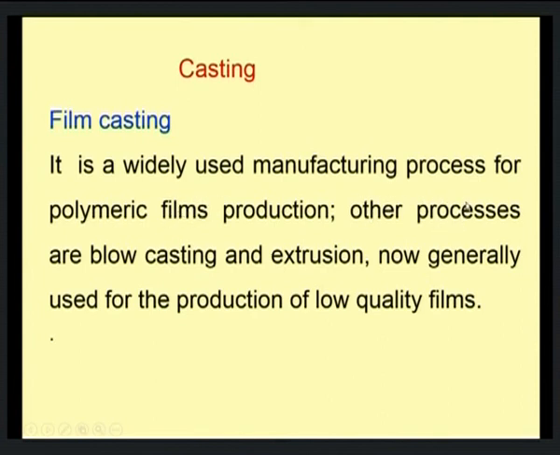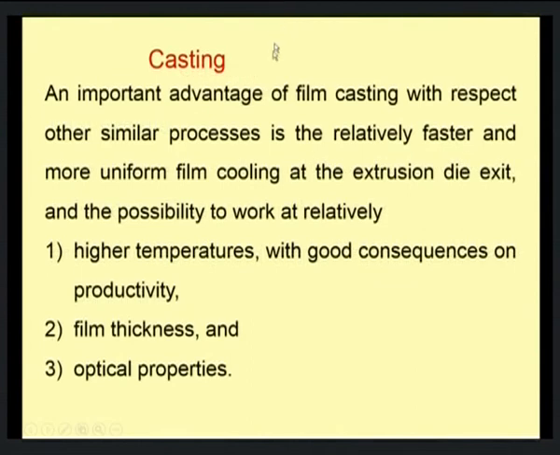And then the other variations in this are blow casting, that means using a blow molding machine to cast, and also an extrusion molding machine to cast a film. Normally the latter one, that is extrusion film casting, is the normally used method that will ensure that the cost is less, and also where we need lower quality films that have to be prepared at a high production rate.